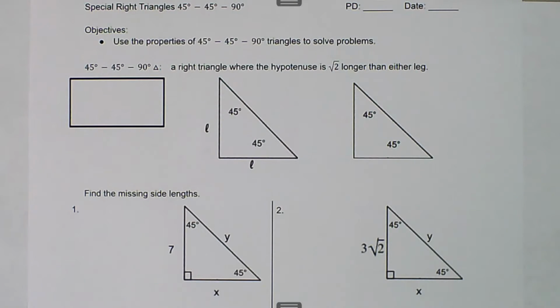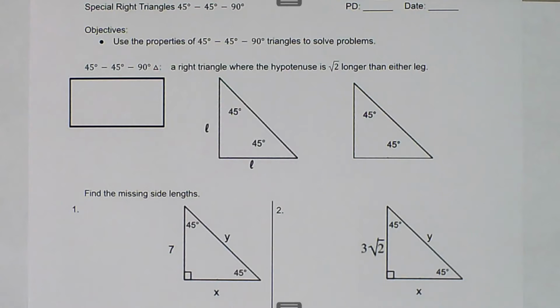We are talking about special right triangles, and we're talking about 45 degree, 45 degree, 90 degree triangles. And we want to use properties of 45-45-90 triangles to solve problems. So we refer to these as 45-45-90 triangles. And this is a right triangle where the hypotenuse is the square root of 2 longer than either leg.